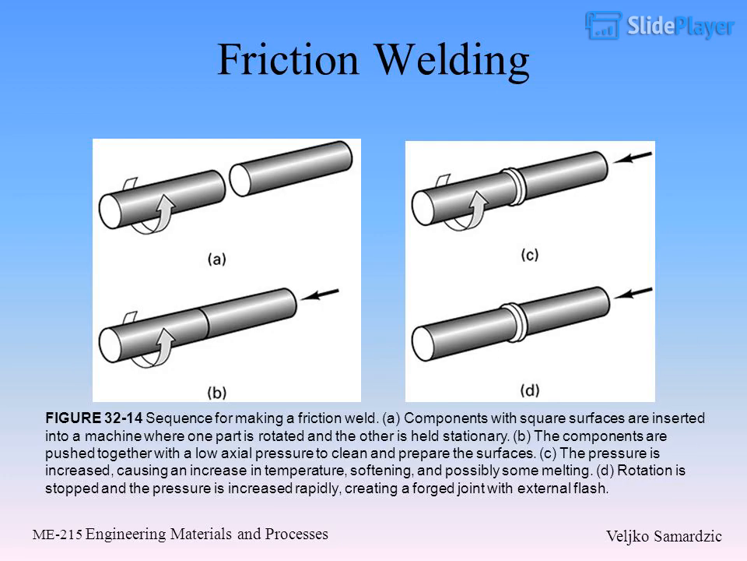Friction welding. Figure 32.14: Sequence for making a friction weld. A. Components with square surfaces are inserted into a machine where one part is rotated and the other is held stationary. B. The components are pushed together with a low axial pressure to clean and prepare the surfaces. C. The pressure is increased, causing an increase in temperature, softening, and possibly some melting. D. Rotation is stopped and the pressure is increased rapidly, creating a forged joint with external flash.